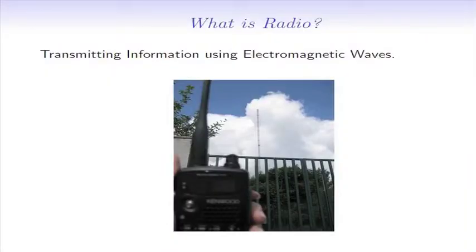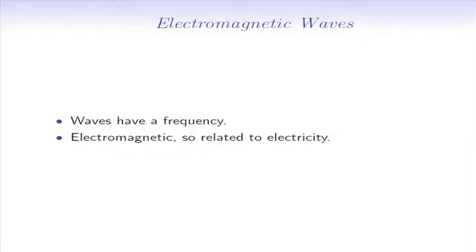Well, radio is the transmission of information using radio waves or electromagnetic waves. And it can be from huge towers. This is the RTE transmitter in Clarkstown, which is a little bit north of here. Or it can be in little handheld devices like little radios like that. So what do you need to know about electromagnetic waves from this point of view? Well, one is they're something to do with electricity. And the other one is that they have a frequency. So when you tune in FM 104 on your radio, 104 is the frequency that you're looking for.